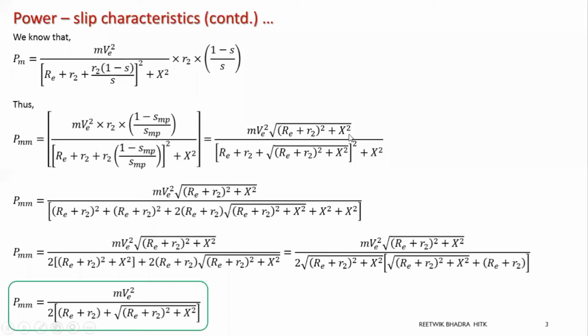So MV square, the root term, which comes because we are replacing this. Then we have RE plus R2. This R2 into 1 minus SMP by SMP will be replaced by this term when you substitute it over here. When you substitute this 1 minus SMP by SMP with the previous term, you will get this one over here plus x square. Now in the denominator you have RE plus R2. Suppose this is A, this square root term is B. So this is A plus B whole square. So A square RE plus R2 whole square plus B square plus twice AB.